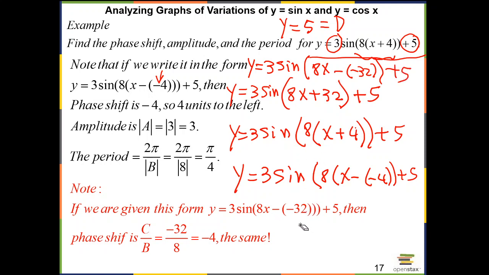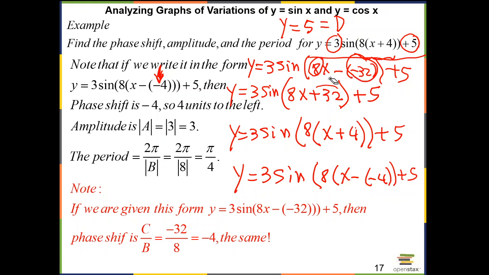So according to our definition, the phase shift is c over b. Now in this case, this is not c, right? This is actually what we get when we divide. So that is the phase shift actually, because we factor the 8 out. If you factor the 8 out, you actually get the phase shift here. But if you keep the 8 here, then you have to divide this right here, which is c, by b.